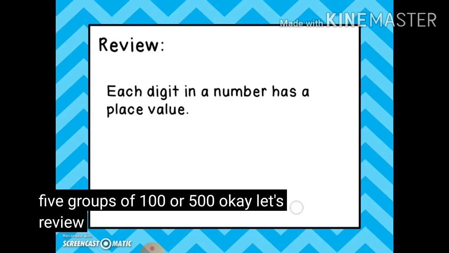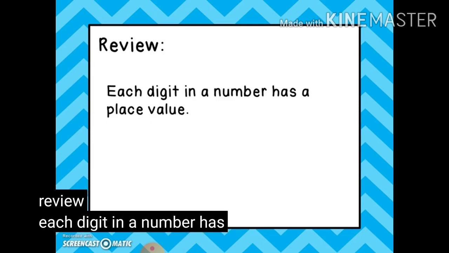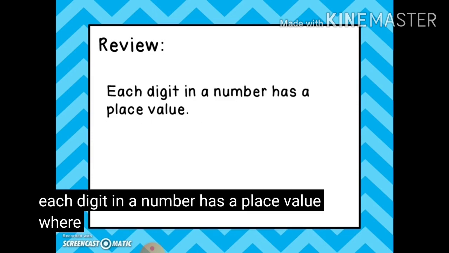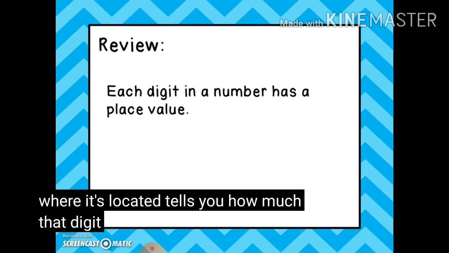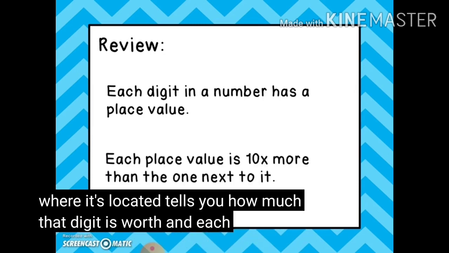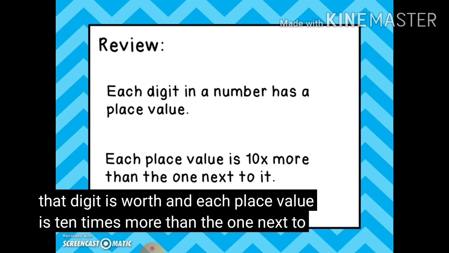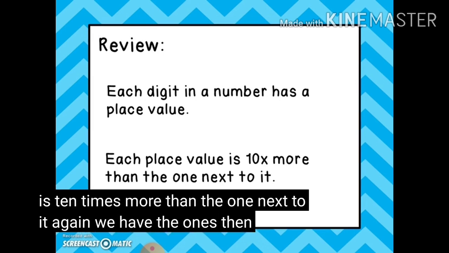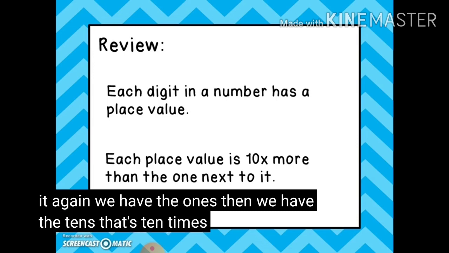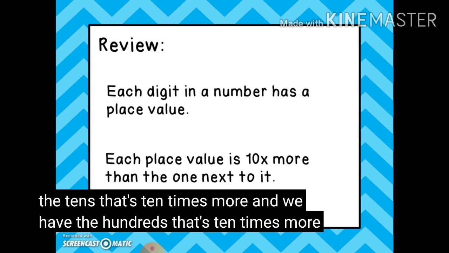Okay, let's review. Each digit in a number has a place value. Where it's located tells you how much that digit is worth. And each place value is 10 times more than the one next to it. Again, we have the ones. Then we have the tens, that's 10 times more. Then we have the hundreds, that's 10 times more than the tens.